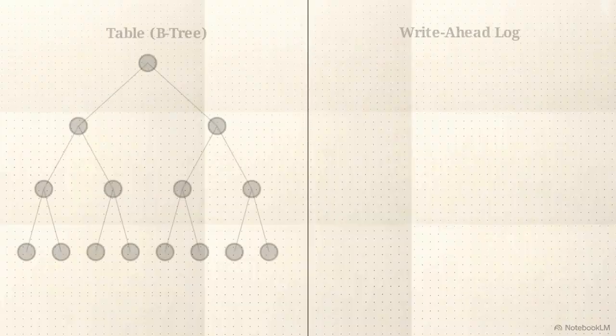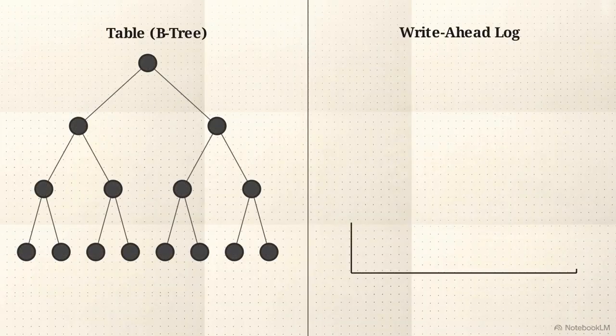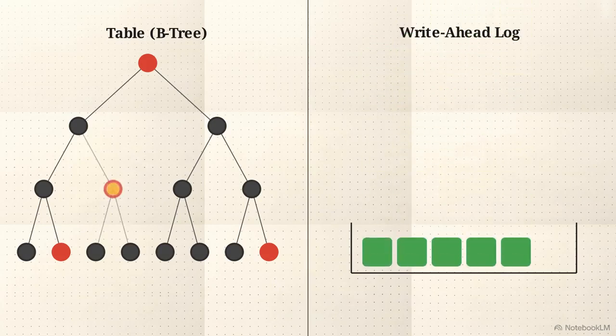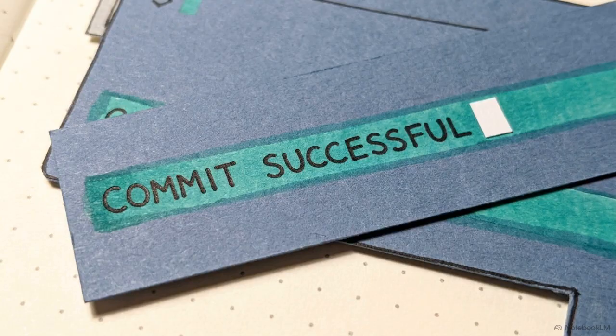On the left, updating a table randomly lights up scattered nodes. On the right, the log appends one sequential line. Because it appends in a straight line, it finishes instantly, bypassing the partial write risk that keeps the left side stuck. By requiring this single sequential step first, the system converts a fragile multi-part process into an atomic operation. It either completes entirely or not at all.